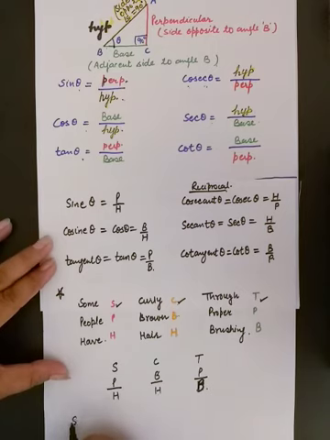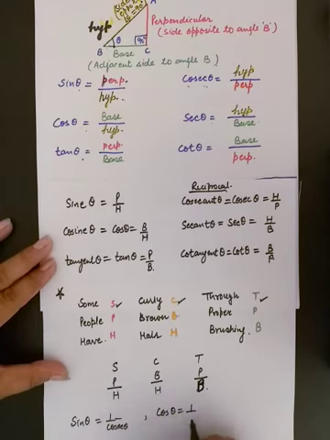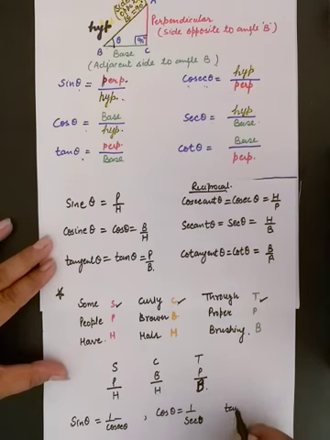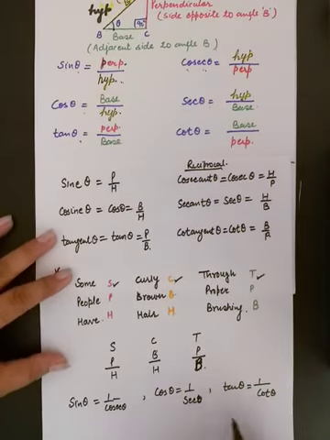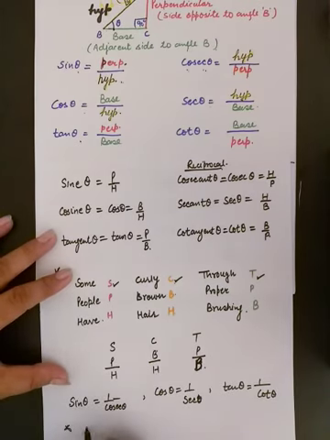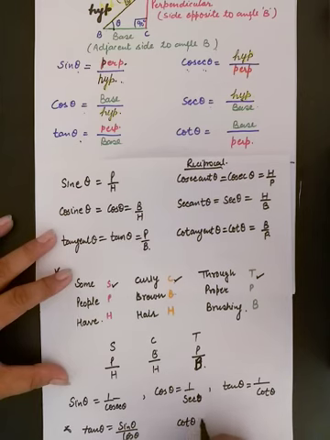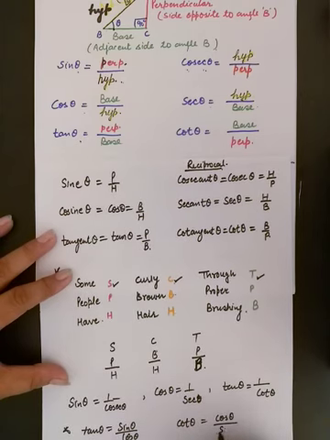Here the reciprocal of sin theta can be written as 1 by cosecant theta, cos theta can be written as 1 by secant theta, and tangent theta can be written as 1 by cot theta. Also students, tangent and cot can be expressed in the form of sin and cos also. So remember, tangent theta is equal to sin theta by cos theta, and cot theta is equal to cos theta by sin theta.